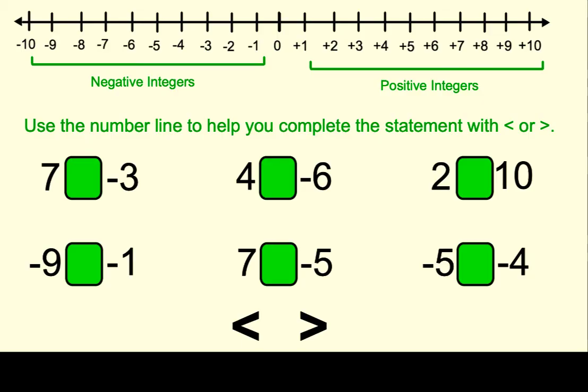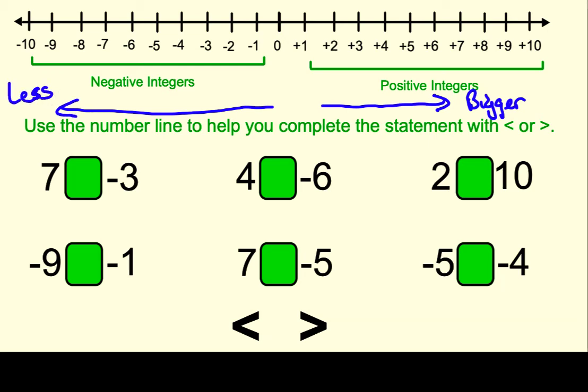All right. And then the last part of our lesson was comparing integers together, deciding which one is greater and which one is less. The key here is where those numbers fall in relationship to each other. So as you move to the right on your number line, the numbers get bigger. As you go to the left, farther into the negatives, they get less. Okay? So it's all about where they fall on the number line.